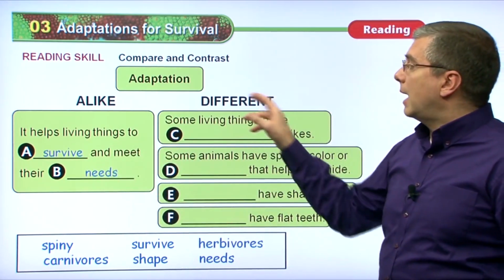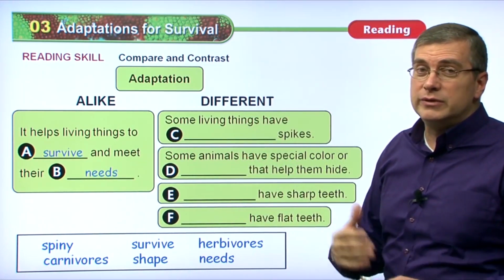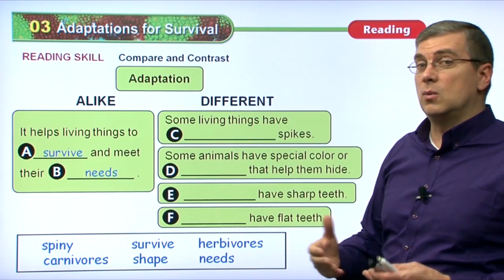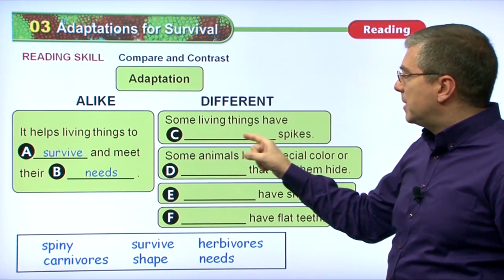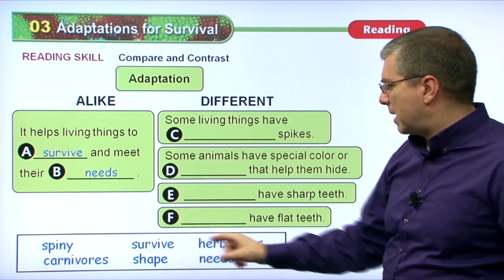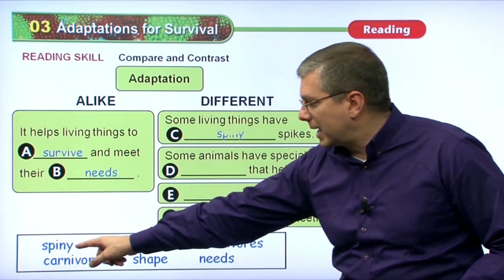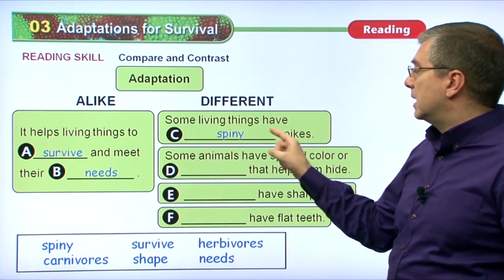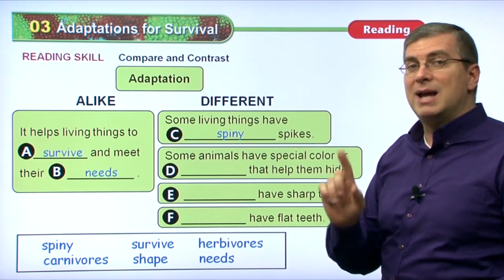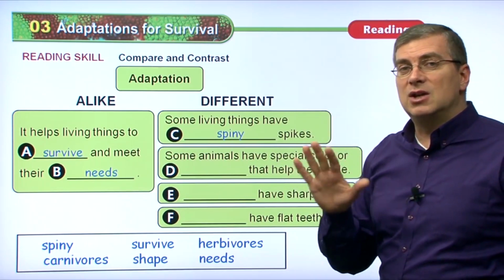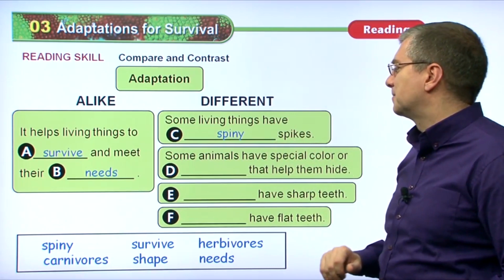Okay, how is adaptation different? Different animals use adaptation in different ways. Some living things have blank spikes. What kind of spikes? We're looking for an adjective, right? So we're looking for a word like spiny. Some living things have spiny spikes on their body, right? Spiny, if you touch them, it's like you're touching a needle. Ow! Be careful, right? Spiny spikes.